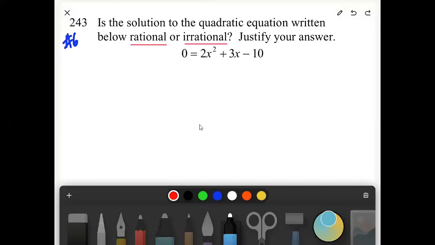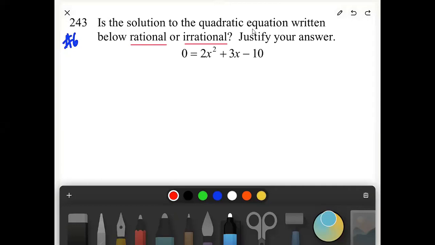I guess here's what I want to do another. This is the sixth video in the quadratic formula playlist. So I want to do this, and I want to show you how you would answer this question. This is from the Regents package, question 243.